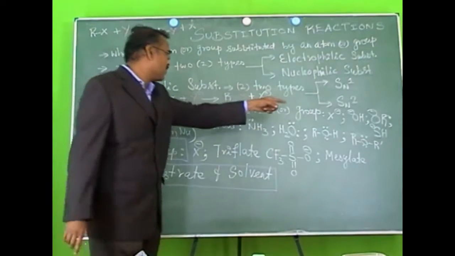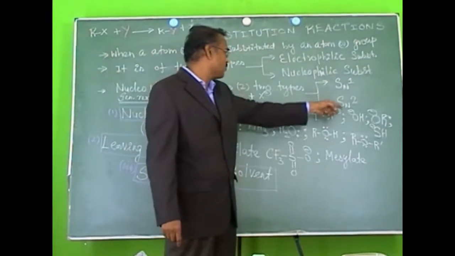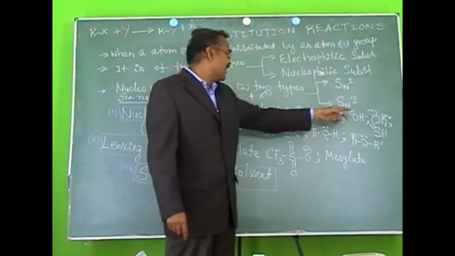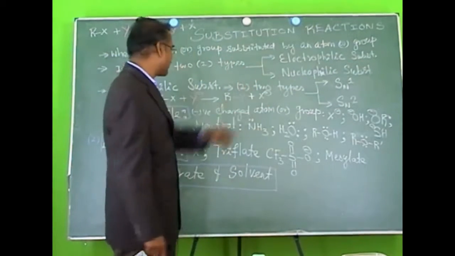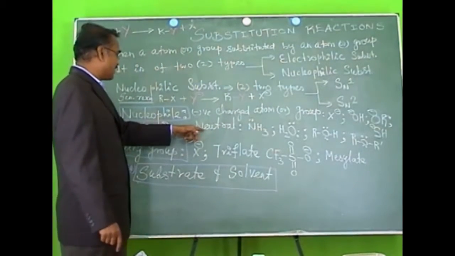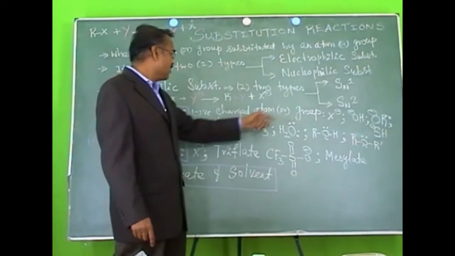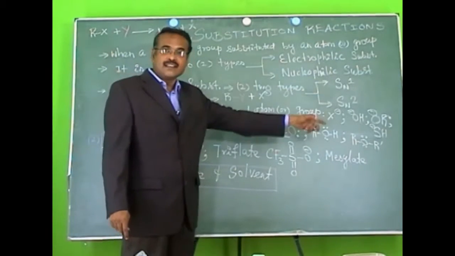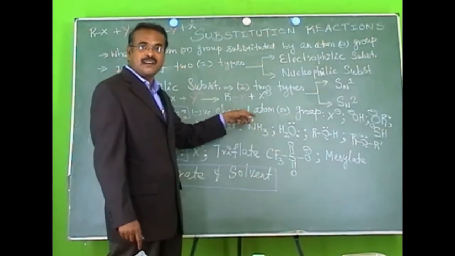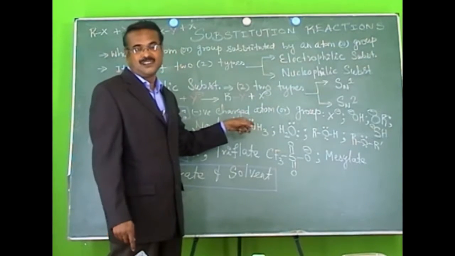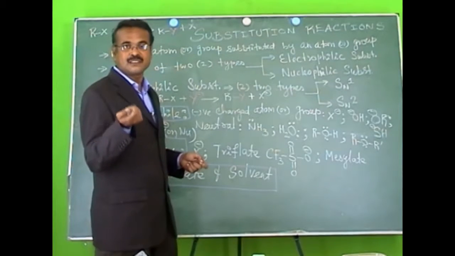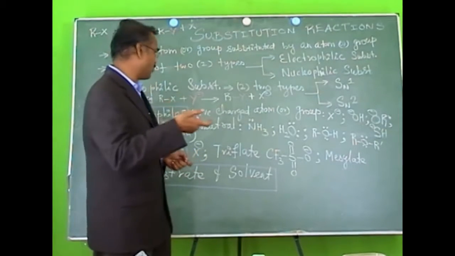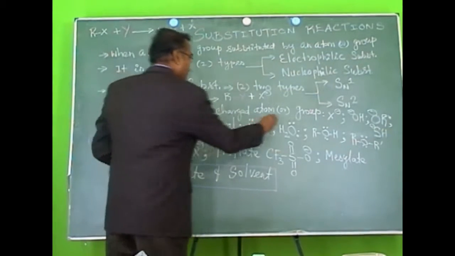These are the examples for nucleophile: X minus, OH minus and OR minus, and the sulfhydryl anion SH minus, which is derived from H2S. Then neutral nucleophiles, the examples are ammonia, water, alcohol and ether. Here the lone pair of electrons plays a vital role. The presence of a lone pair makes the molecule act as a nucleophile. So the lone pair plays a vital role.